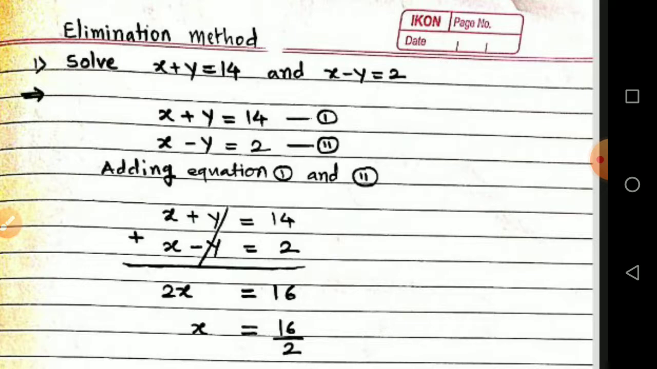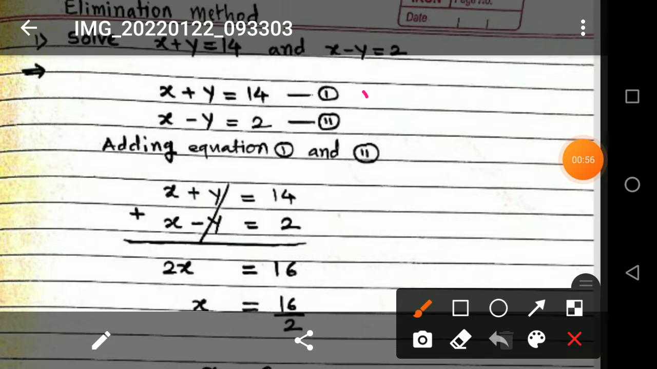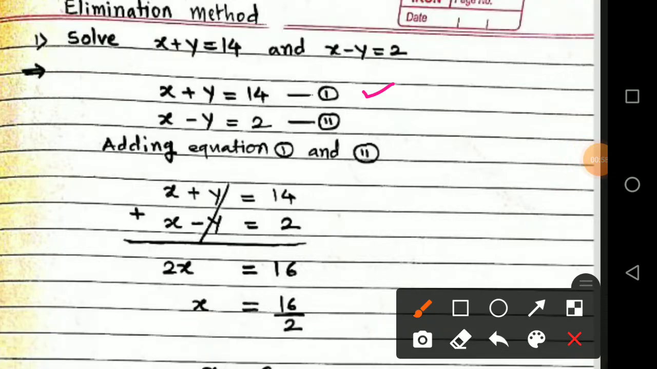For solving the simultaneous equations, we always write the variables in the order: first of all x, then the term of y, then the equal sign and then the constant. Both the equations are arranged in that manner. x plus y is equal to 14, I have given the number equation 1. For the second equation, x minus y is equal to 2, I have given the number 2.